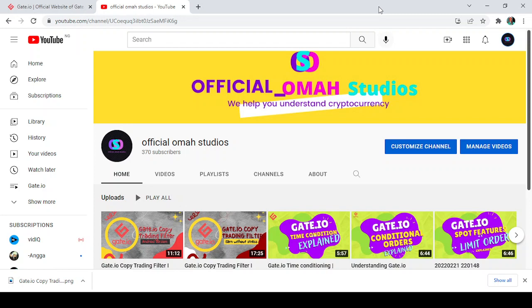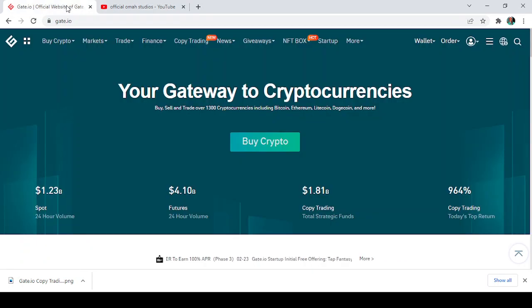The first thing you want to do, like you all know, is to visit your Gate.io website or page using your Android or your PC. So now this is our Gate.io homepage. The next thing I want to do is navigate to copy trading, which is new, which is hot, which is spicy. So let's tap on it.